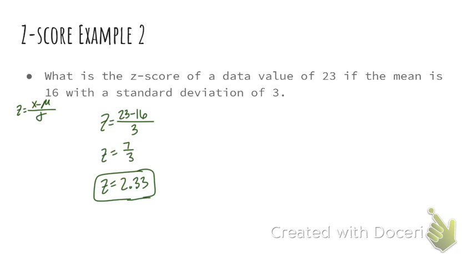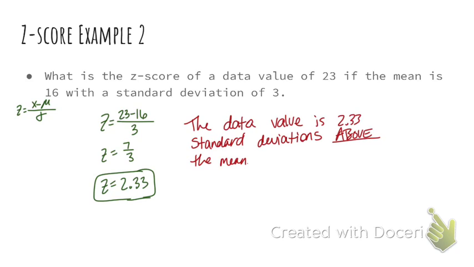2.33. There's more decimals than that, but with z-score, I'll go over this more in the second video, we want to get used to rounding to 2 decimal places, because when we use something called the z-table later, we'll need it rounded to 2. Again, in English, just like the last one, the z of 2.33 means the data value is 2.33 standard deviations above the mean. And I know it's above because my z was positive.